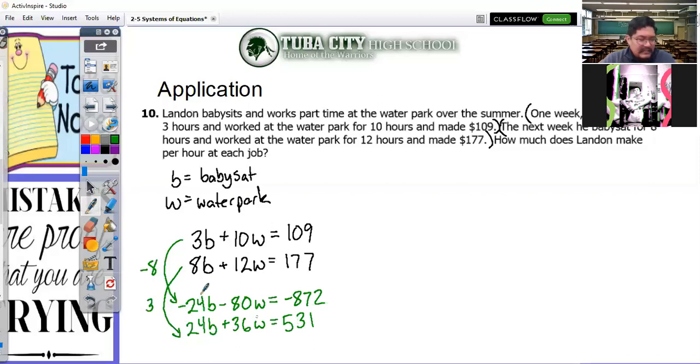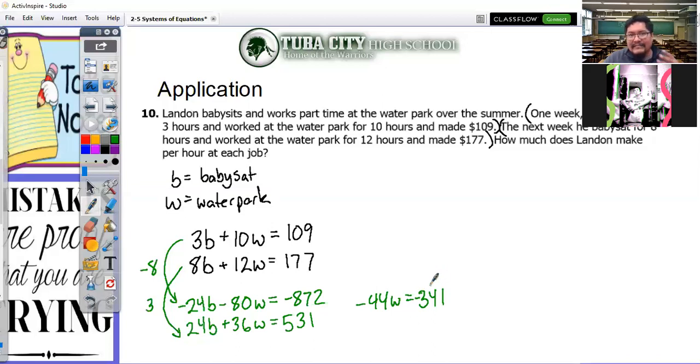And then 36 minus 80, that'd be -44. So -44W. And let's see, 531 minus 872, that'd be -341.